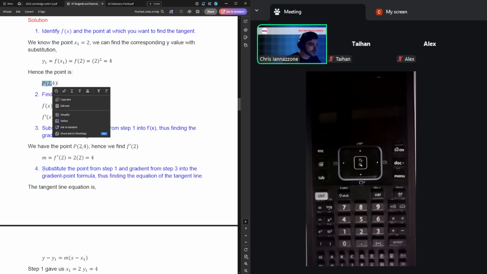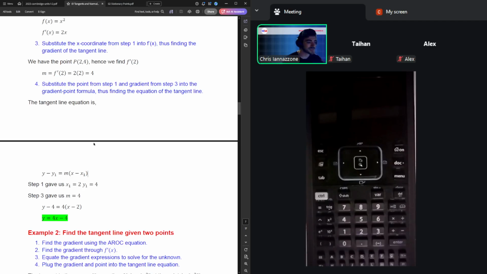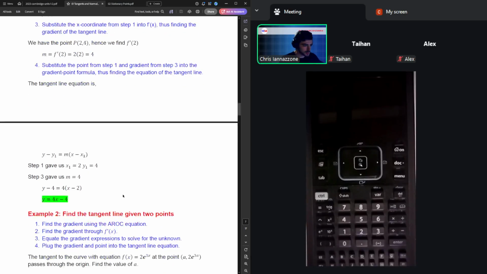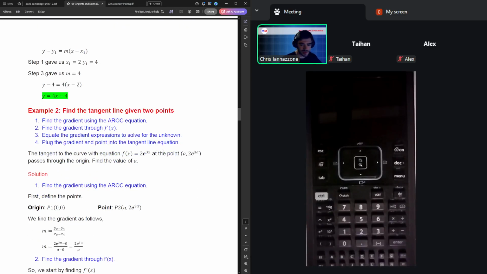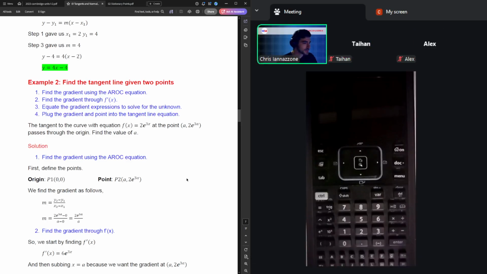Now we have the gradient, we have the point. You can now shove that in your gradient-point formula. Or if you want, you can do the whole y = mx + c thing. Any questions there? Let me know. Otherwise, we will move on to the second example. And you can interrupt me at any point, that's perfectly fine.